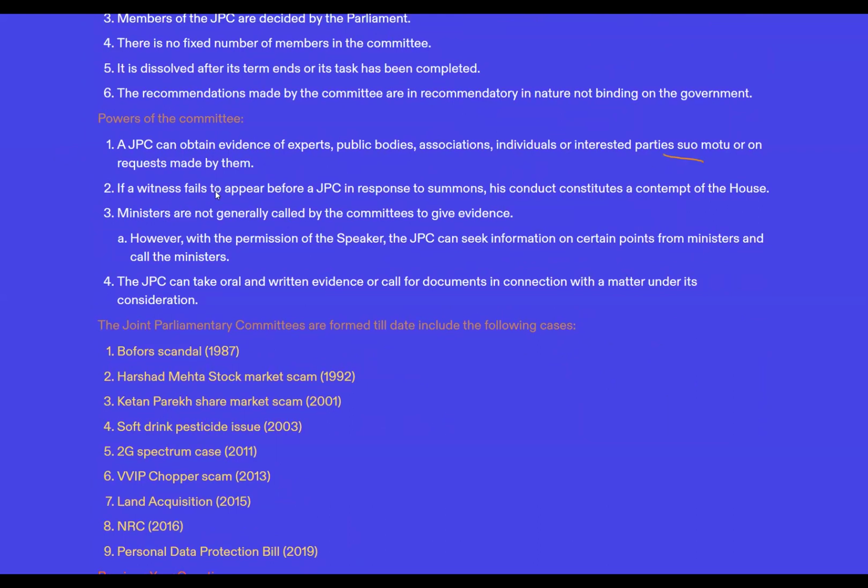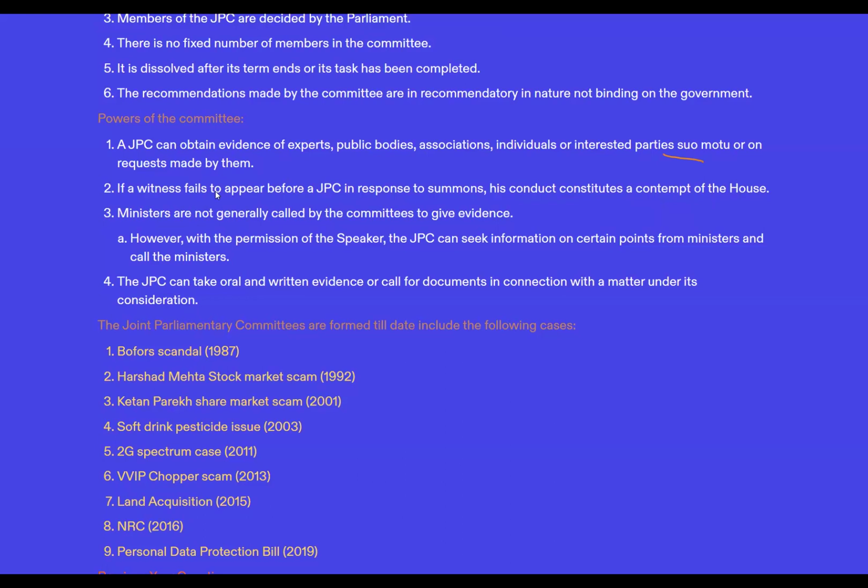Okay, without being called for or on request made by them. So let's take an example. Suppose a JPC would have been set up to investigate stock manipulation practices, as was demanded by the opposition. Then it could have called for evidences, documentary evidences, various records, and also called upon individuals and bodies to testify in front of it whether the allegations were correct or not.